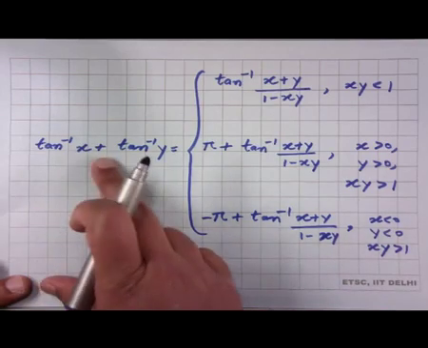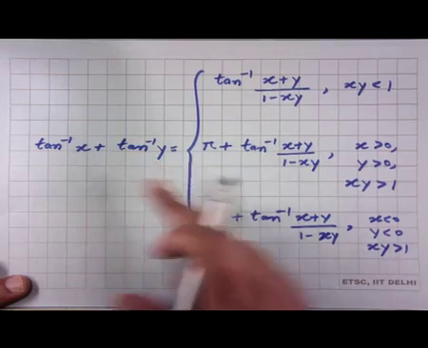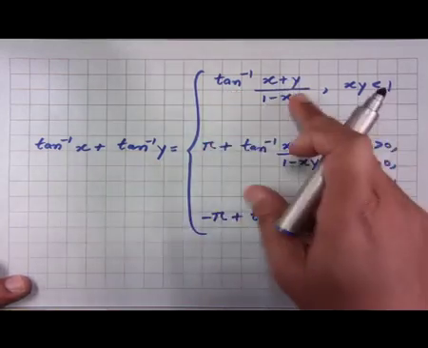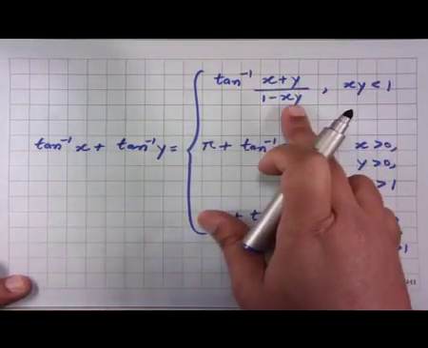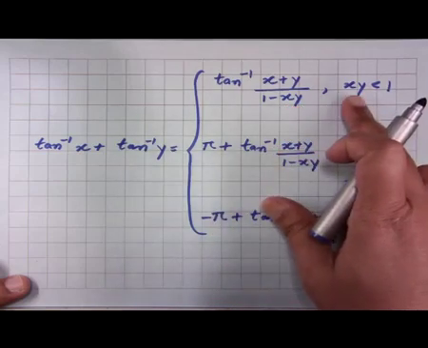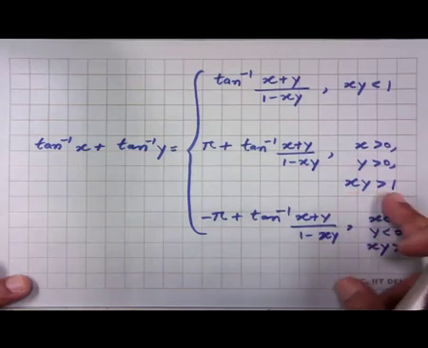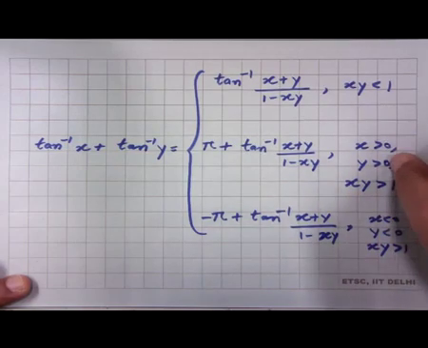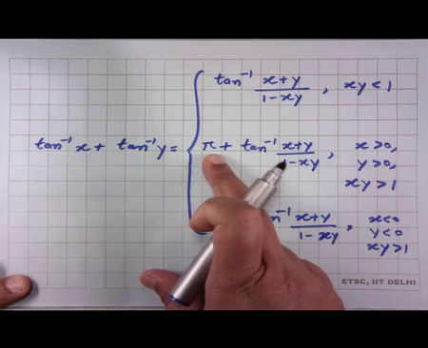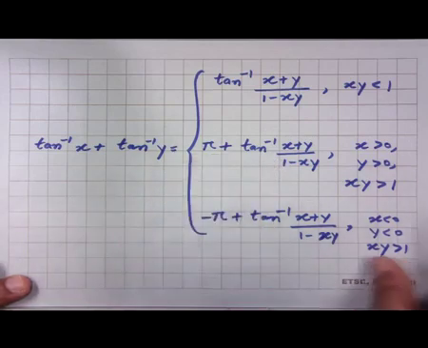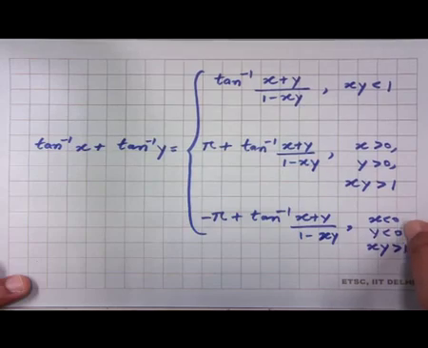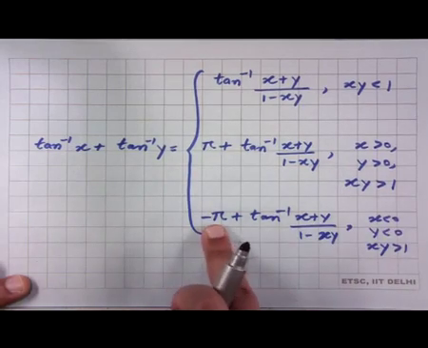Tan inverse x plus tan inverse y can be written as the tan inverse of x plus y over 1 minus x y if the product x y is less than 1. If the product x y is greater than 1, and both x and y are positive, then we just need to add plus pi. If x y is greater than 1, but both x and y are negative, then we need to add minus pi.